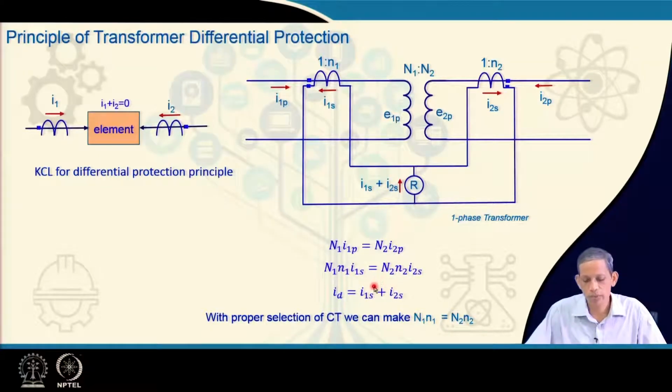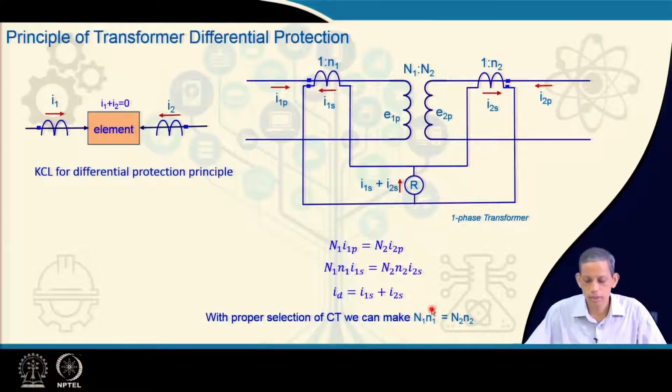So, this balancing, you can say that normally the corresponding currents I1s plus I2s will be 0, and the differential current becomes equal to I1 plus I2s, but this balancing is no more valid in case of an internal fault. Now, from this relation, with proper CT selection, if we can make n1 equal to n2, then the corresponding differential current during normal time will be equal to 0.